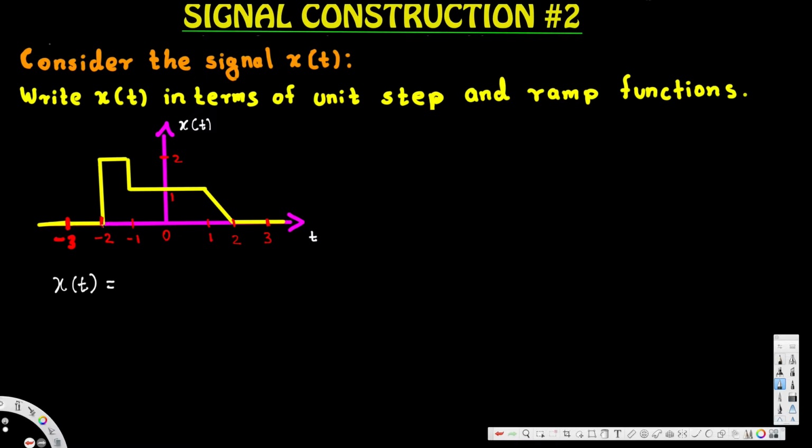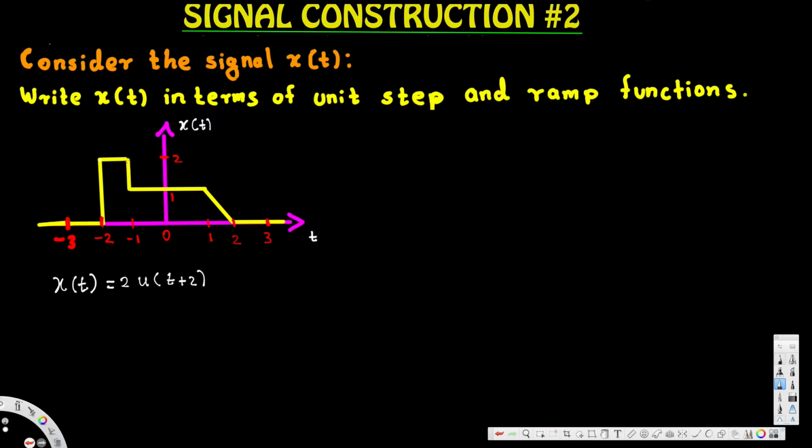Whenever we have a straight jump and a horizontal after that, it's a unit step function. So we know that this is a unit step function, and you can see this is going from 0 to 2. So the jump is going to 2, so we had to put 2 because of that, and since this is shifted 2 units to the left, we had to put t plus 2.